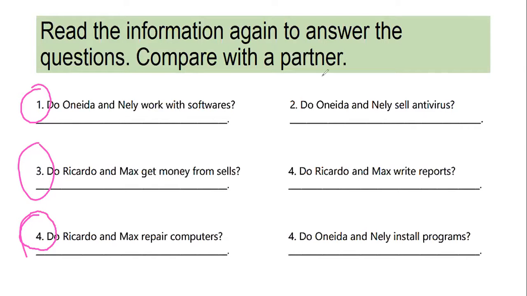Okay, Pedro. Do Oneida and Nelly sell antivirus? Oneida and Nelly don't sell antivirus. Okay. They install antivirus. Okay, very good. Right. Remember, no, comma.